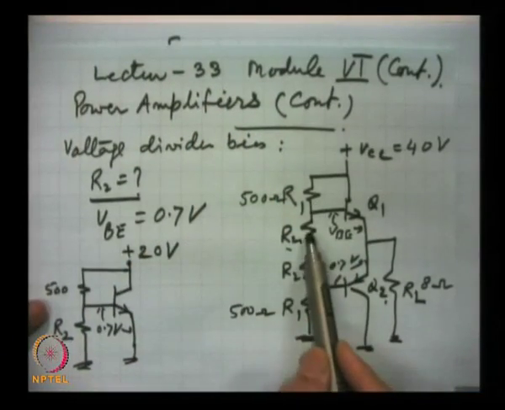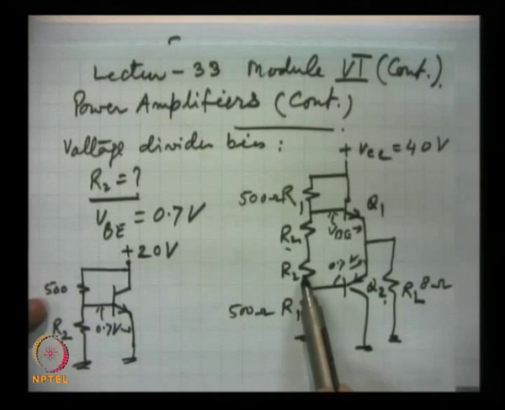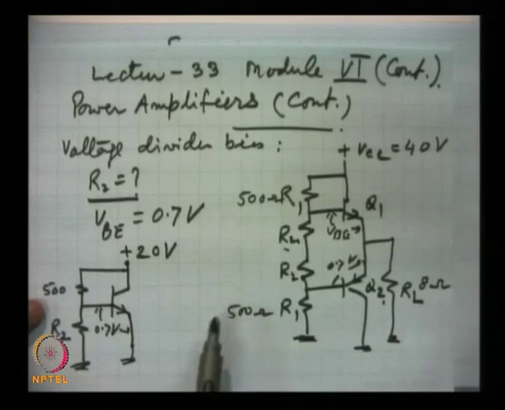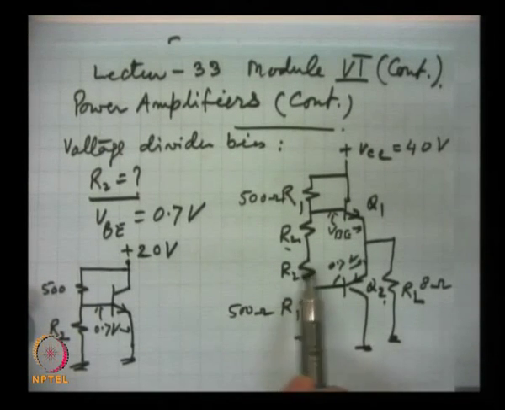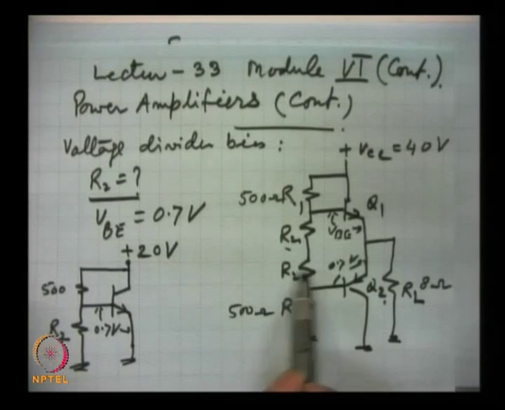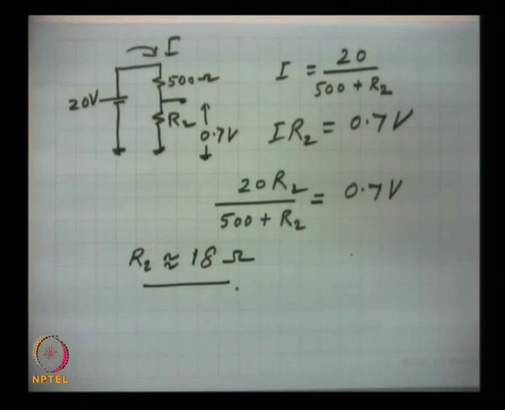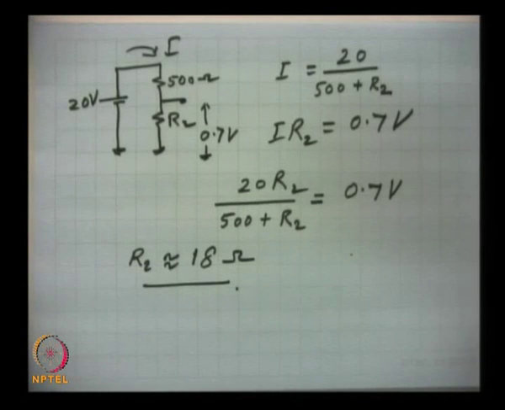So, a 500 ohm resistance here and an 18 ohm resistance here, 18 ohm, 500 ohms. That completes the circuit, and this 18 ohms will provide the trickle current. It will forward bias the transistor emitter base junction, so that it is ready to conduct as soon as the input signal comes.